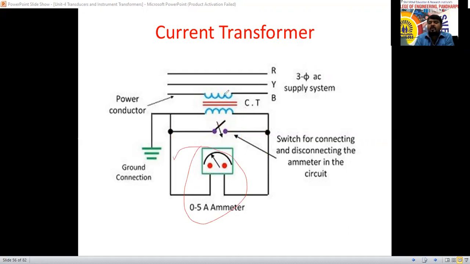there is no need to remove the whole CT. We just have to short circuit this one here. Then what will happen? The current will continuously flow here only. Yes or no?